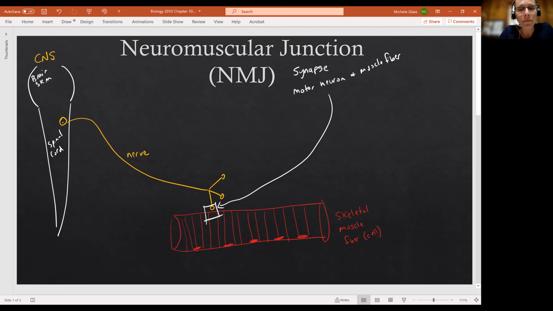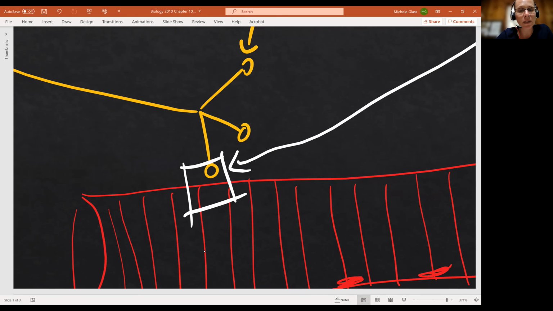Now it's important to see that the end of the neuron has this little enlarged area, which we call the synaptic knob. And I actually drew 3 different synaptic knobs, and I just have one close to that skeletal muscle. And if you notice in my drawing, I left a space in between that synaptic knob and the muscle fiber. And that space that we see there is called the synaptic cleft.